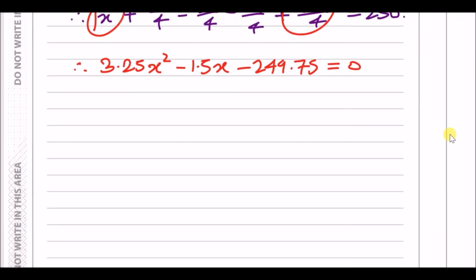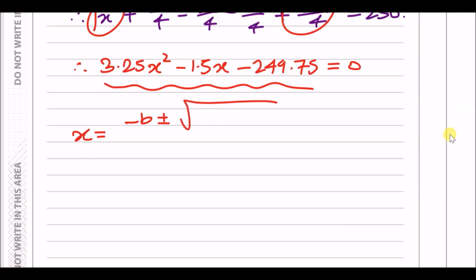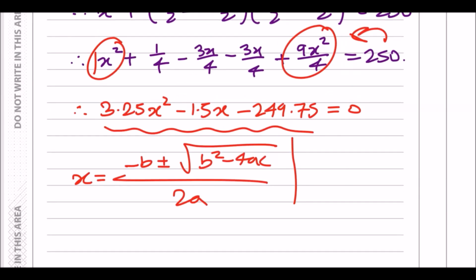Now, to find the value of x, as this is a quadratic equation, we have to use the quadratic formula. So we're going to have x equals minus b plus or minus the square root of b squared minus 4ac. You've probably noticed that we use this formula a lot. And that's actually true. Because you've got a calculator, you can easily solve this with no problem. Where a equals 3.25, b is minus 1.5, and c is minus 249.75. When you put this in a calculator, please use brackets for every letter.